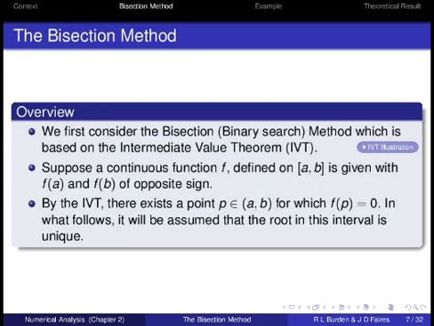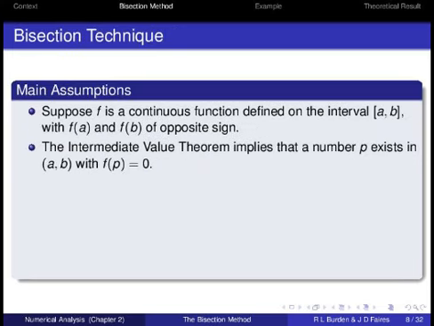So in every iteration, in every step, you have to split the interval at the intermediate point C. So C is always the midpoint of that interval. The intermediate value theorem implies that the number P exists. P here is the reference midpoint in this bisection method. That number P exists in the interval AB with f of P equals 0. So P will be the root of that function if f of P equals 0.